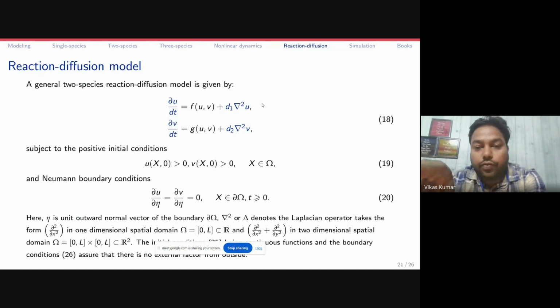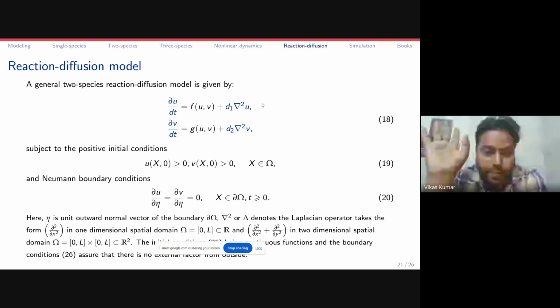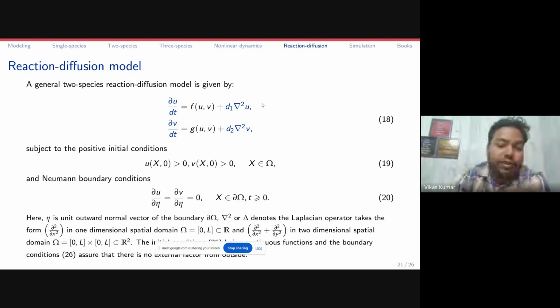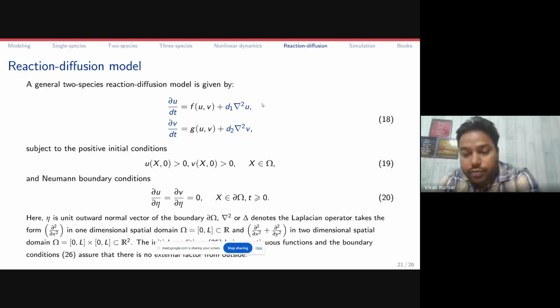Here, G in that model. And this model will be solved with the positive initial condition at time t equal to 0, in equation number 19, you can see. And we have taken the Neumann boundary condition here, which is called the zero flux boundary condition, which means no population will go outside. We have taken this general model, which is called the reaction diffusion model.